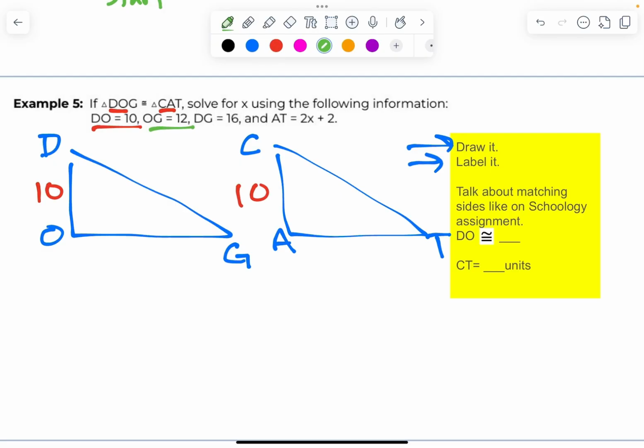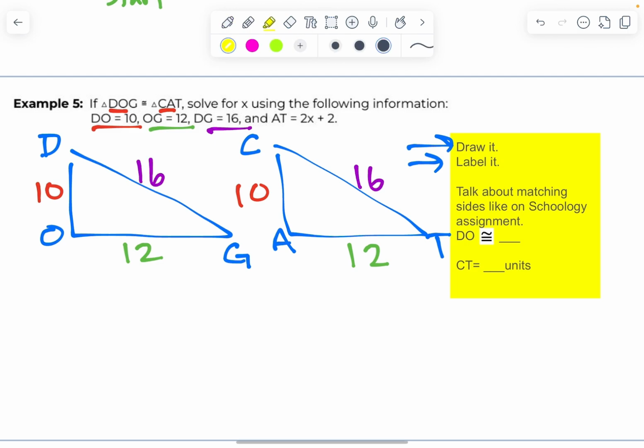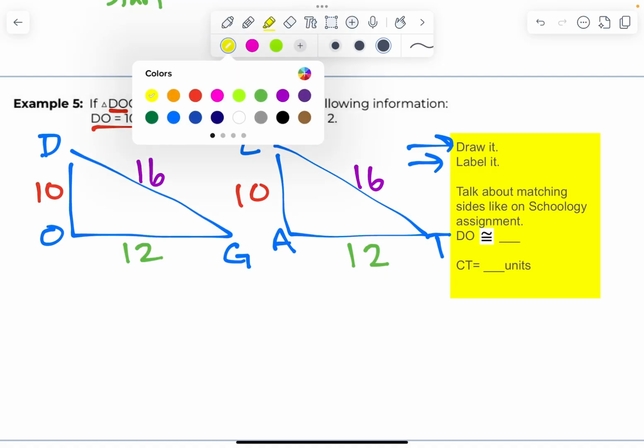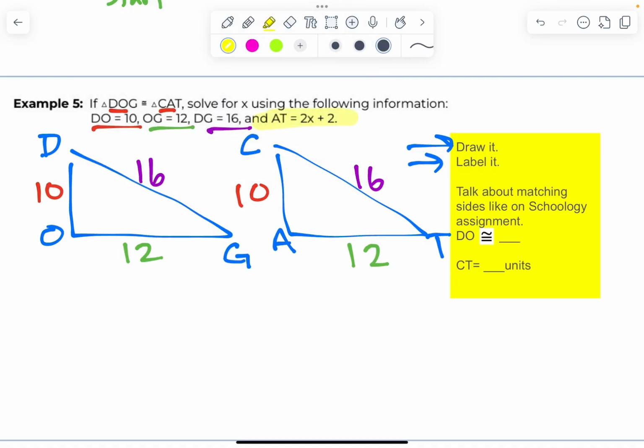OG is going to be 12, so this bottom side is also going to be 12. And then we have DG is 16, so CT is also going to be 16. And at the same time, they tell us that AT is 2x plus 2. AT is right here, so I'm also going to write that it is 2x plus 2.